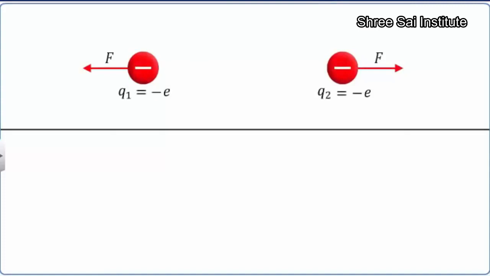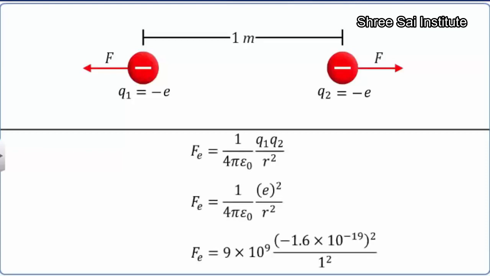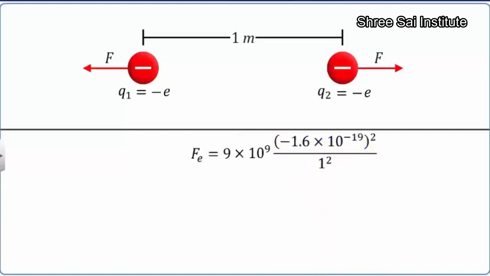Now, let us consider the electrostatic force between two electrons having a charge equal to the basic unit of charge e, which is equal to minus 1.6 into 10 power minus 19 coulomb, and separated by 1 meter in vacuum. The magnitude of the electrostatic force between them, according to Coulomb's law, is given as Fe equal to 1 by 4 pi epsilon naught e square by r square, where r is equal to 1 meter. Substituting the values of the various parameters, we have the electrostatic force between the two electrons is equal to 23.04 into 10 power minus 29 Newton. Let this be equation 11.